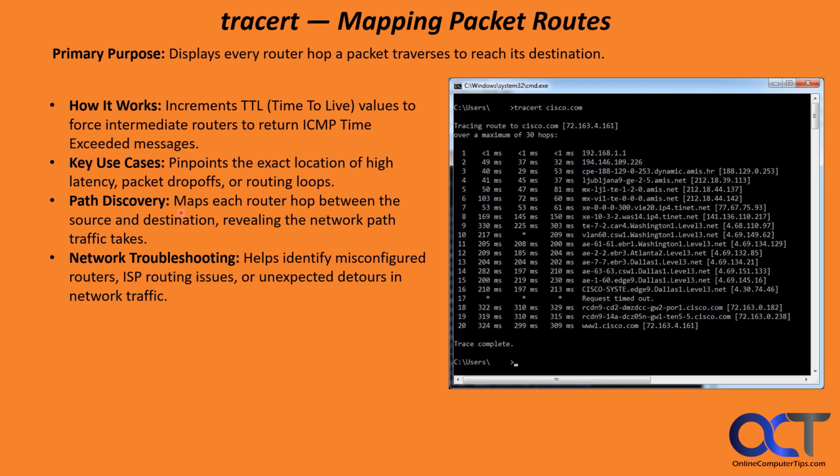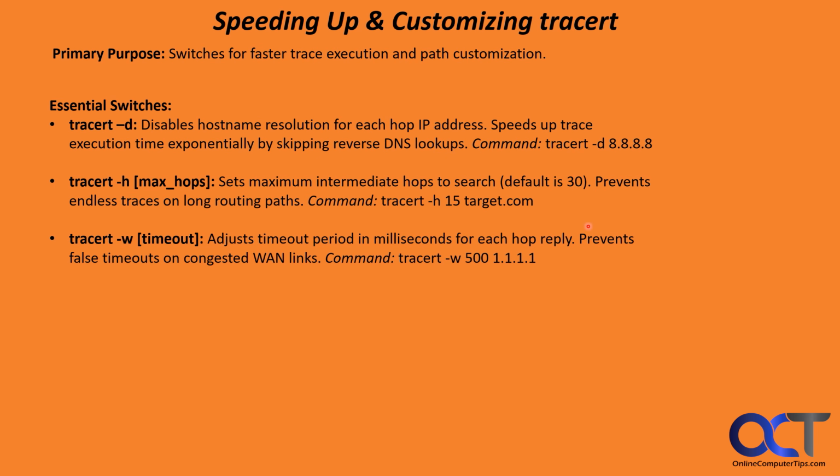And then it maps each router hop between the source and destination, revealing the network path. Like I said, all the different hops or steps. So if it times out, let's say right here, and didn't get any farther than that, then you could troubleshoot this hop right here to see what the problem possibly is. All right, so how do you speed up and customize your trace route?